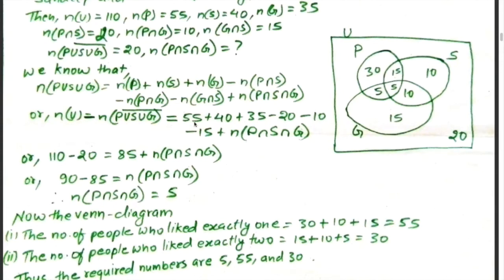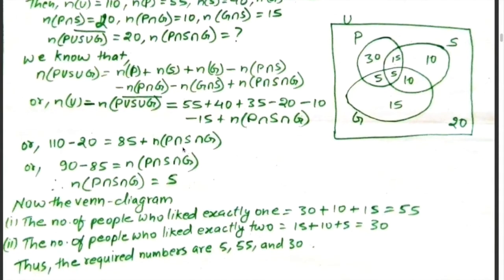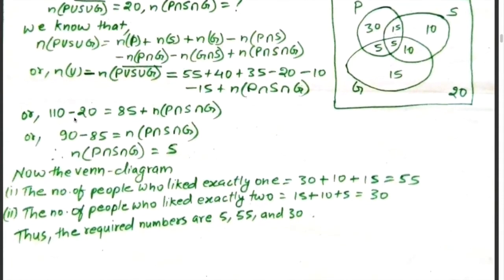Here we get n(P) 55, n(S) 40, and n(G) 35. The intersection n(P ∩ S) is 20. The intersection n(P ∩ G) is 10. Now the intersection of G and S is 15, plus n(P ∩ S ∩ G), which we have to find. Here 110 minus 20 equals 90. After calculation, addition and subtraction of all these numbers, it came to 85, plus n(P ∩ S ∩ G).